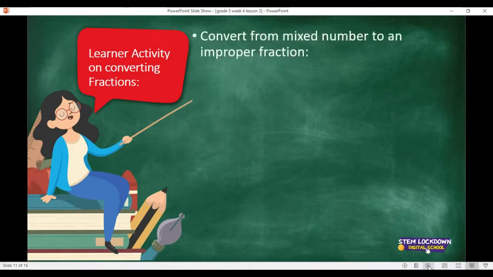Okay, so the question is, convert from mixed number to an improper fraction. Here is the mixed number. I'm going to go to the chart, convert 2.5 from a mixed number to an improper fraction.